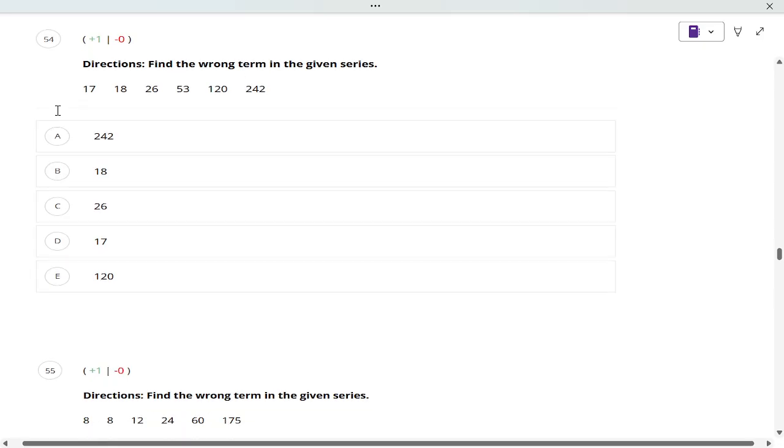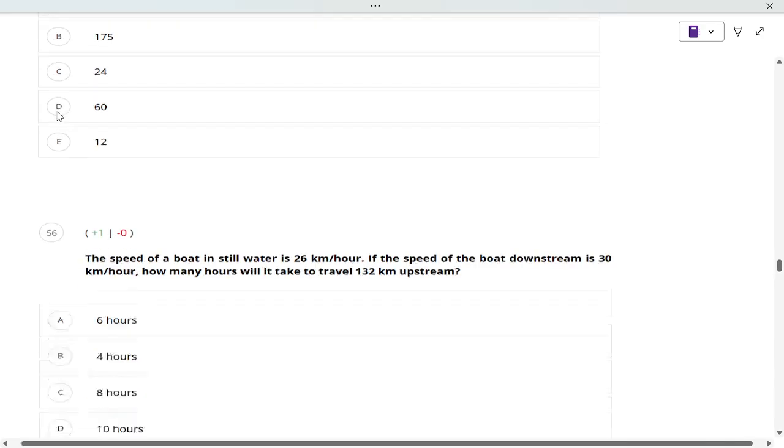Alright, so 54, you try it, very easy. You just need to get the pattern. And then as well as 55.